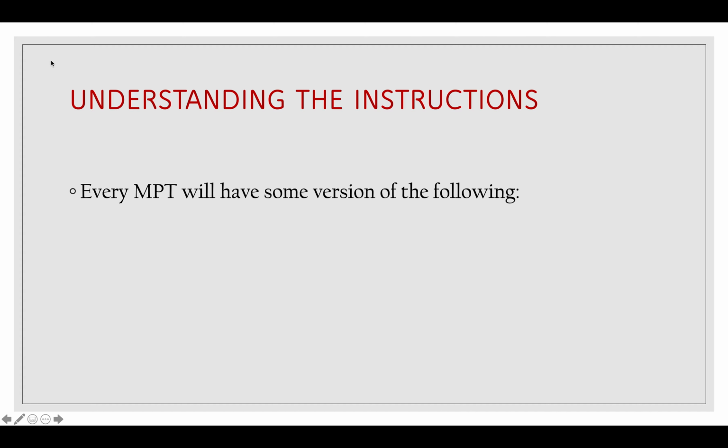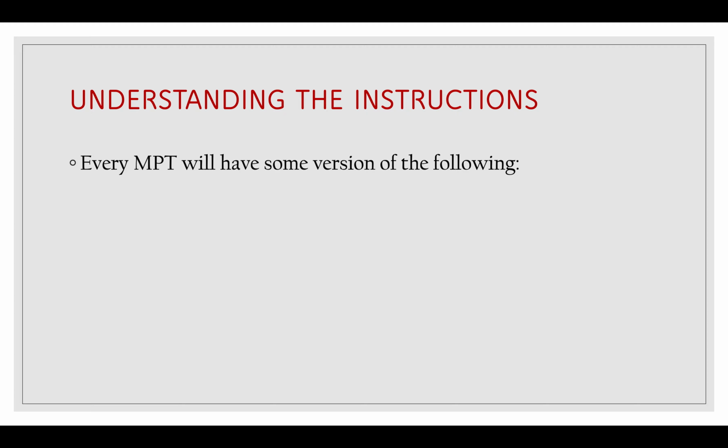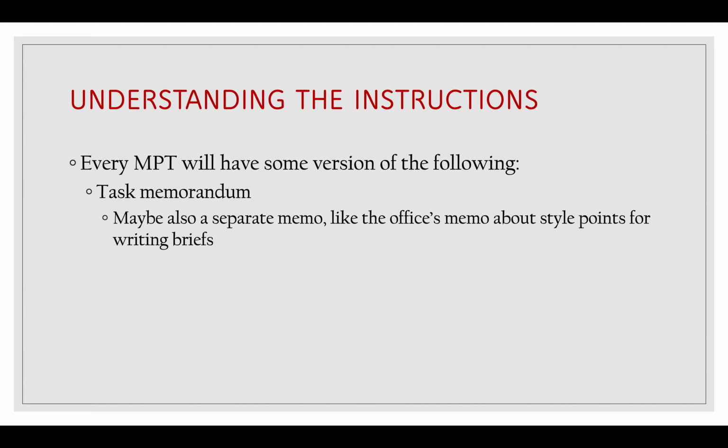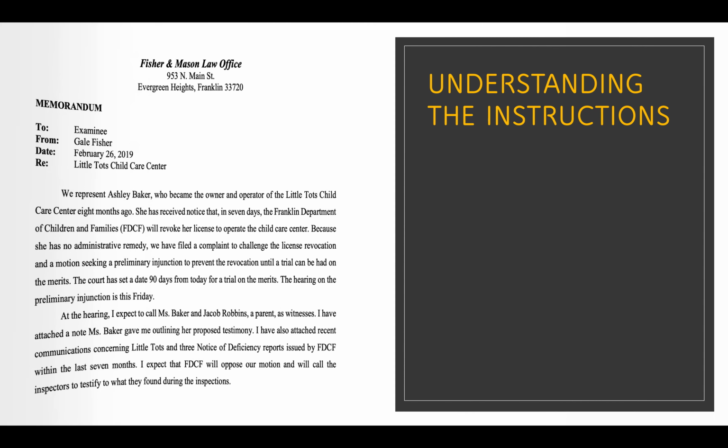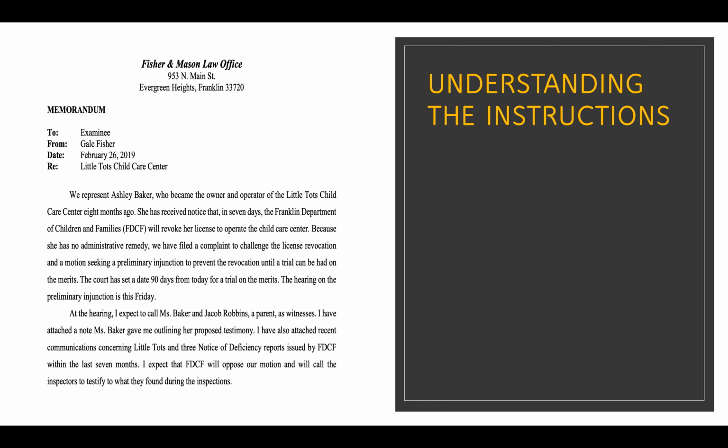Understand the instructions. In every MPT, there will be some version of these three following things. The task memorandum, which in this case was from the Fisher and Price or whatever office memorandum. And this is just laying out what you're supposed to do in the whole exercise. That sometimes includes a separate memo, as we had in ours, about style points for writing briefs. Then there's a case file. This is the one that had all of the notices of deficiencies against Little Tots. Then there's a case library, which has all the legal authorities that you're supposed to use for the test. Understand the instructions is actually quite important.